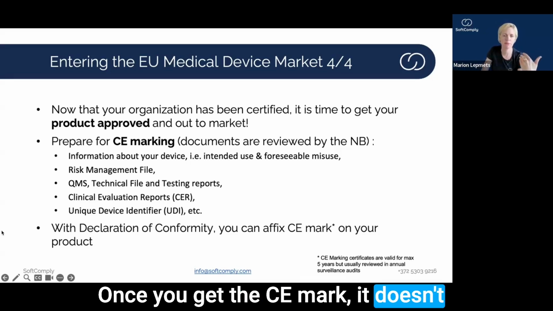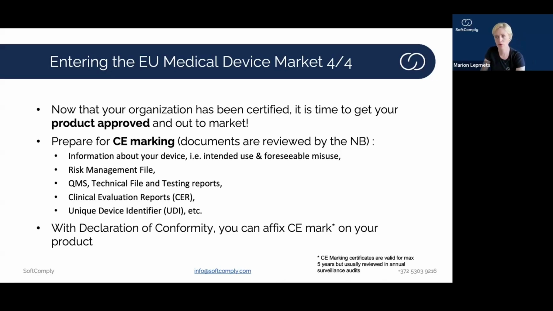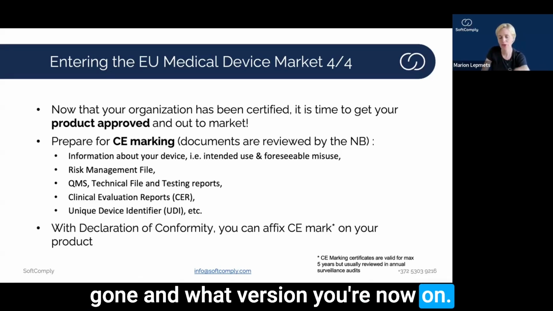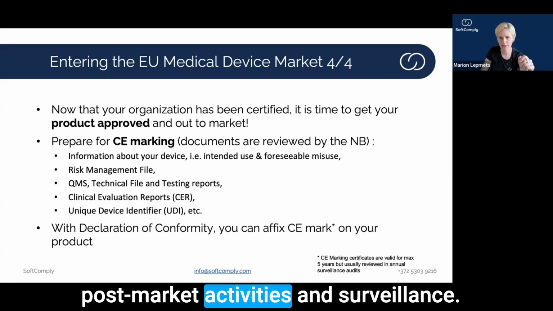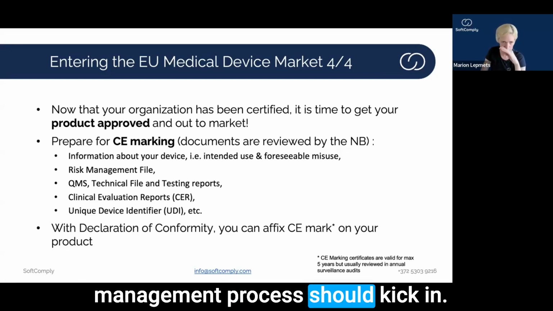Once you get the CE mark, it doesn't mean that now you're done and in 5 years you can see where you have gone and what version you are now on. You have to, of course, keep up with post-market activities and surveillance. If there are any incidents, the change management process should kick in.